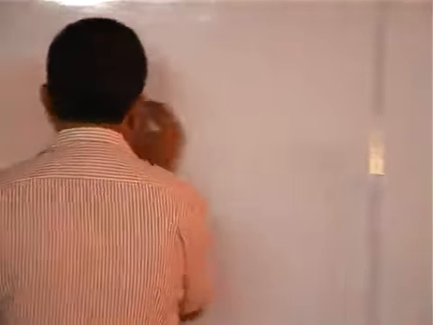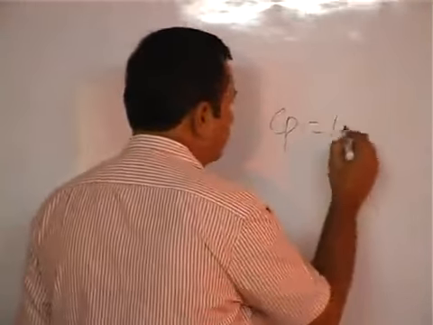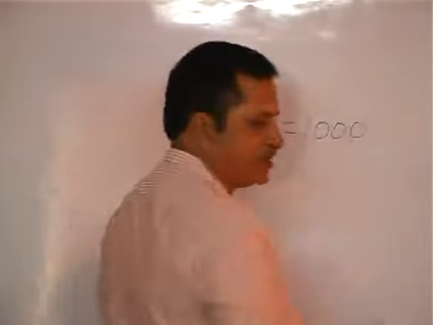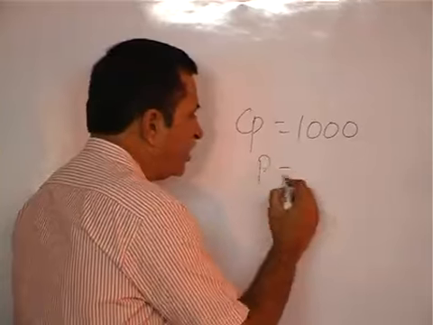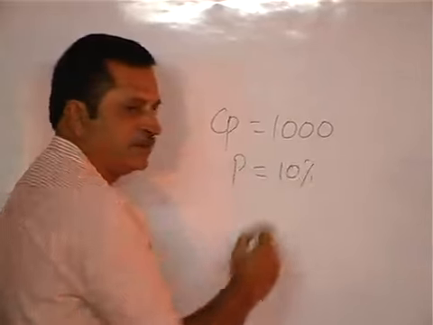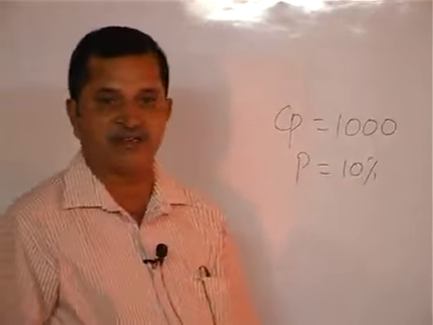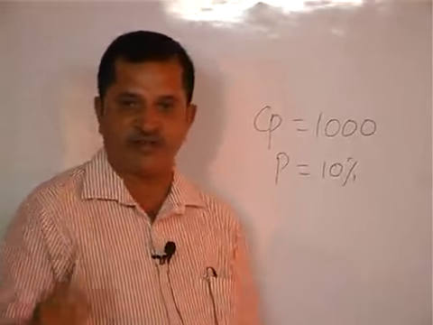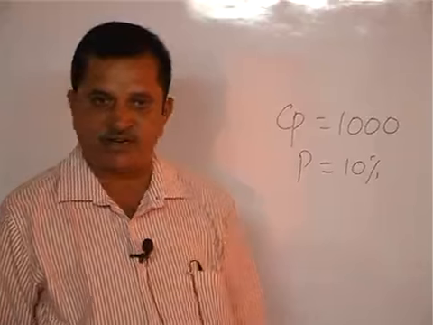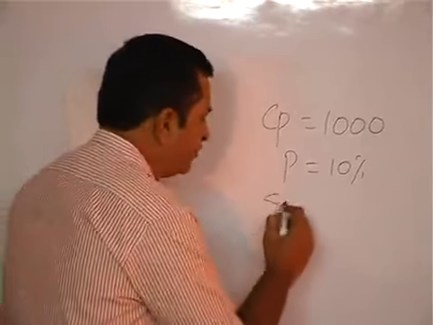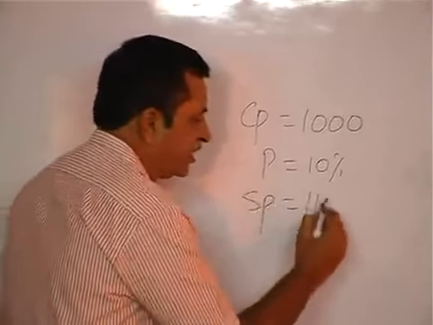Suppose I have purchased a radio for 1,000 rupees. I sold it at a profit of 10%, which means for 100, 10 rupees profit. So for 1,000 I got 100 rupees profit, is it not? So the selling price of this radio is 1,100.